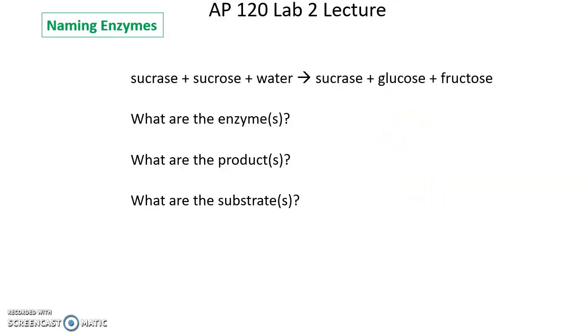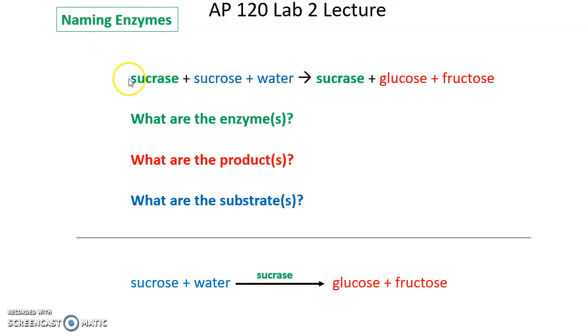And the answers are, boom, sucrase is the enzyme. You see it's on both sides because it is not used up or changed by the chemical reaction. It's the same before and after the chemical reaction. The products are glucose and fructose. The arrow points to the products.